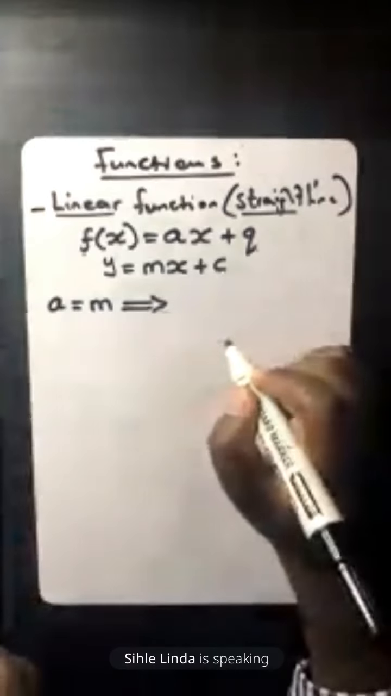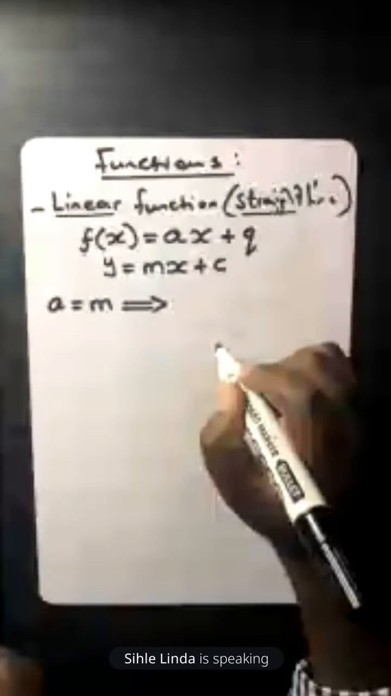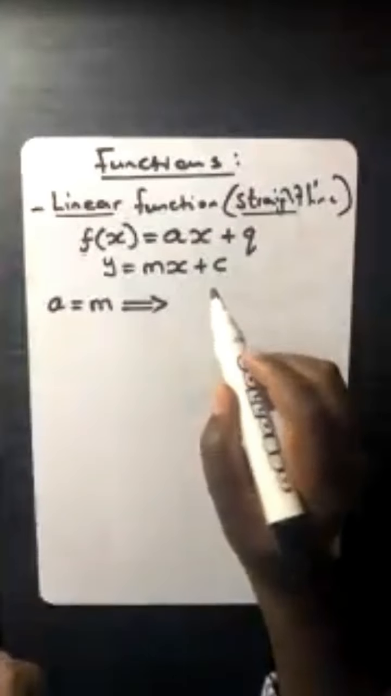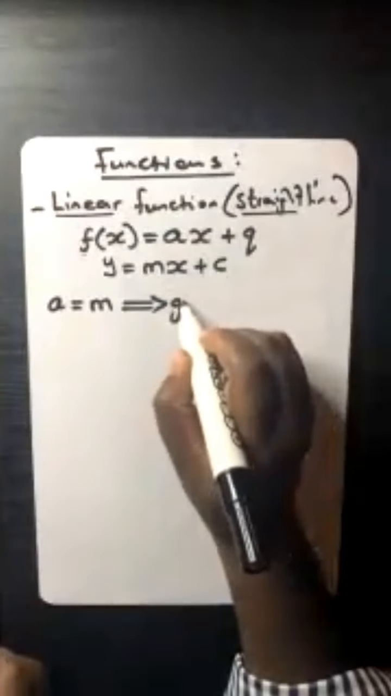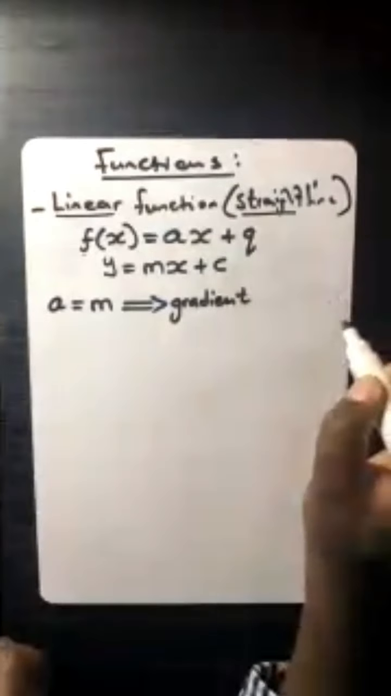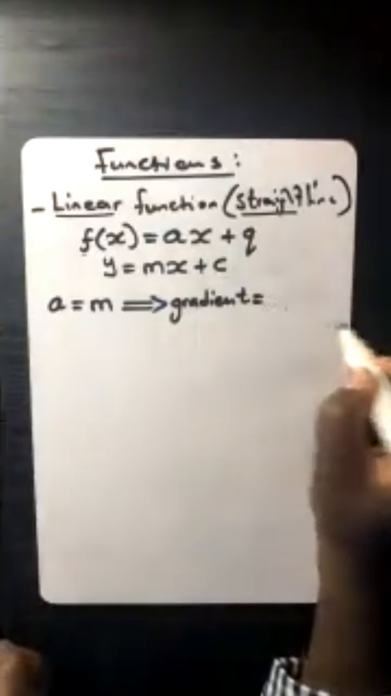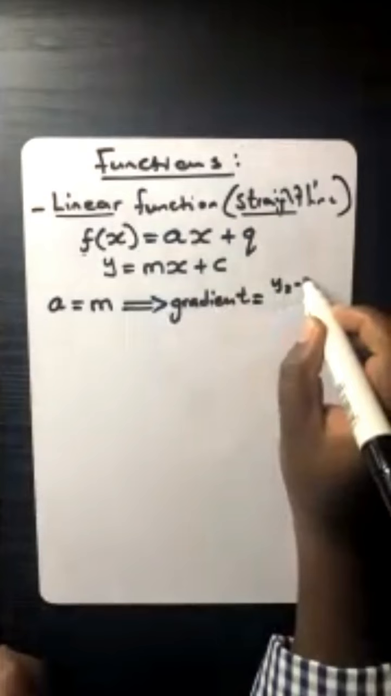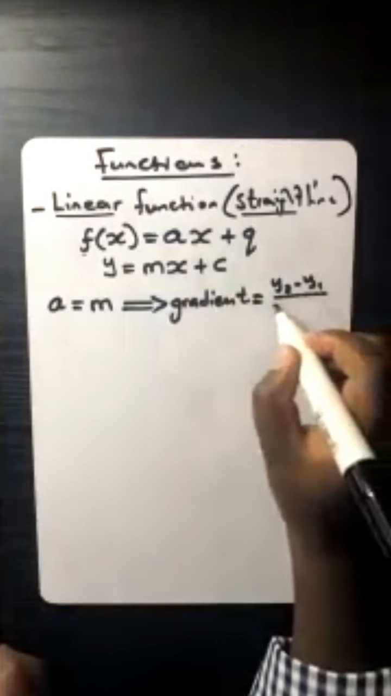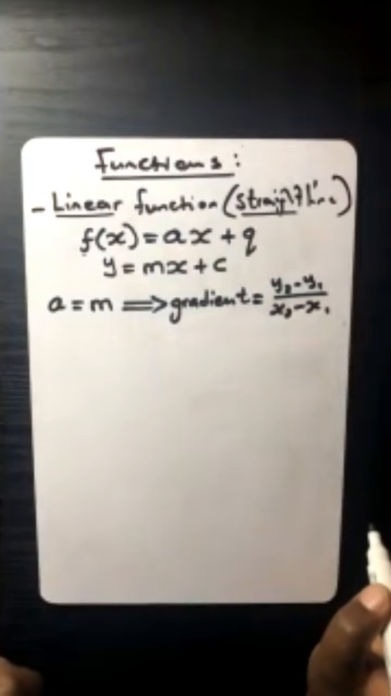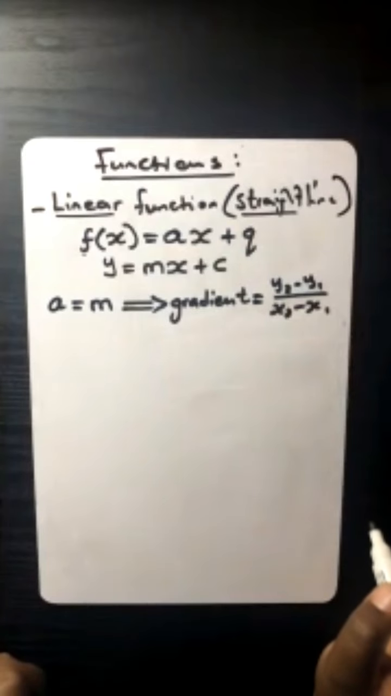Okay, 100%. So a refers to the gradient. And what is the formula for the gradient? That means a or m is going to equal y2 minus y1 over x2 minus x1. That's how you calculate the gradient.